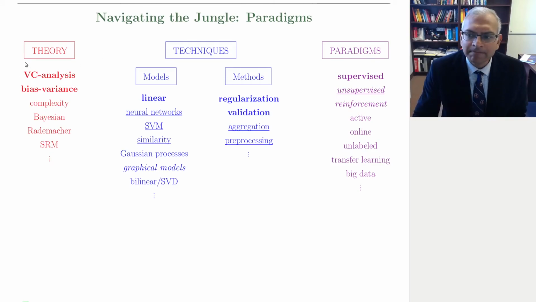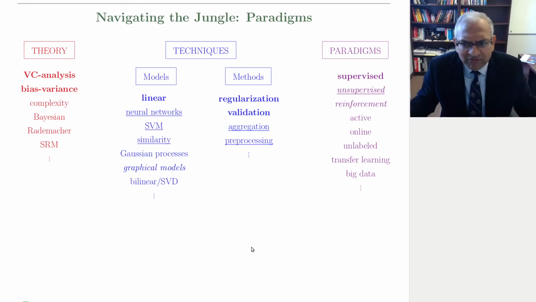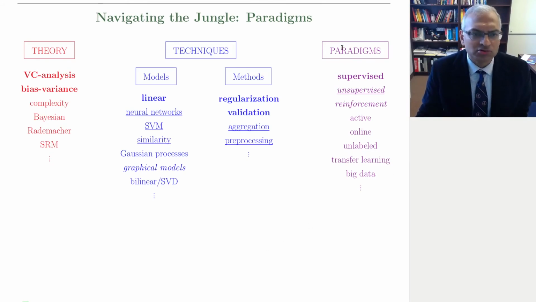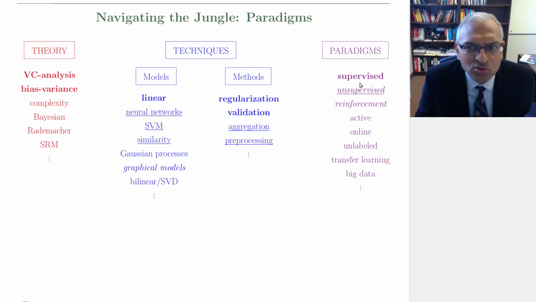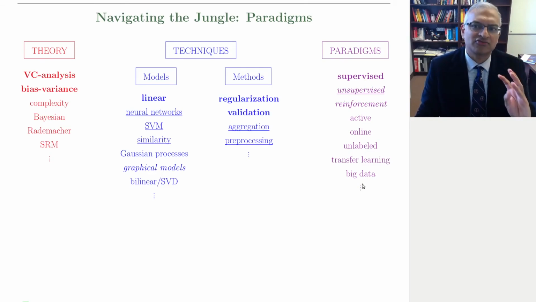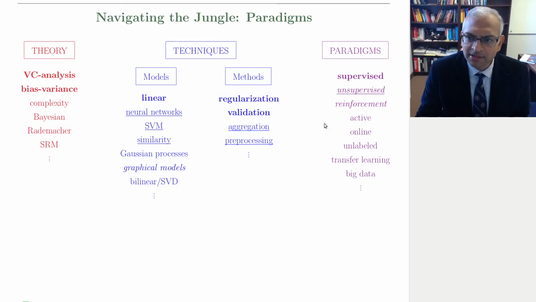So theory. We've done some theory. Techniques fall into models and methods, and we've done linear, regularization, and validation as methods, and linear as model. We'll now talk about other models, and for all these other models, we'll have to discuss overfitting and the two-step process and E-in versus E-out and so on and so forth. So that's what I meant by the foundations are going to be with us no matter what techniques we discuss, advanced, simple, whatever. And paradigms, well, unfortunately, we could teach an entire course on each of these paradigms, but let's not do that. Let's just focus on supervised for the moment. We'll touch unsupervised, and maybe we'll touch reinforcement.